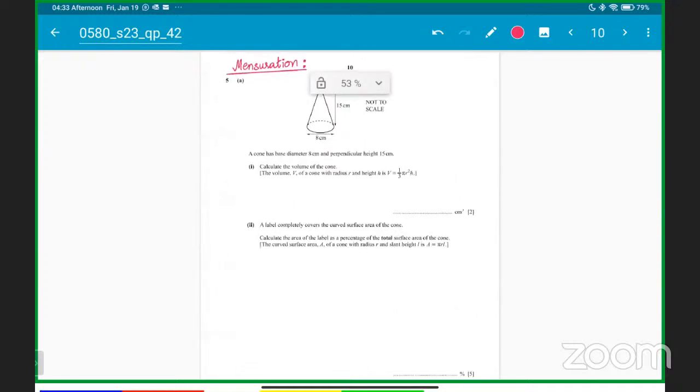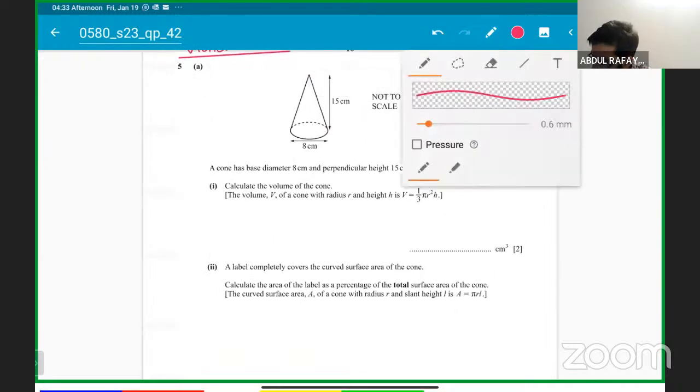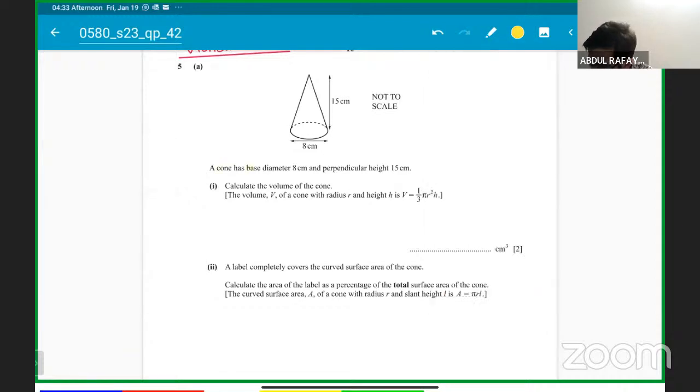So when we talk about mensuration, students need to understand that a cone has base diameter 8 centimeter and perpendicular height of 15 centimeter. We have to calculate the volume of the cone. The volume of the cone formula is 1 upon 3 pi r square height. This is free 2 marks.